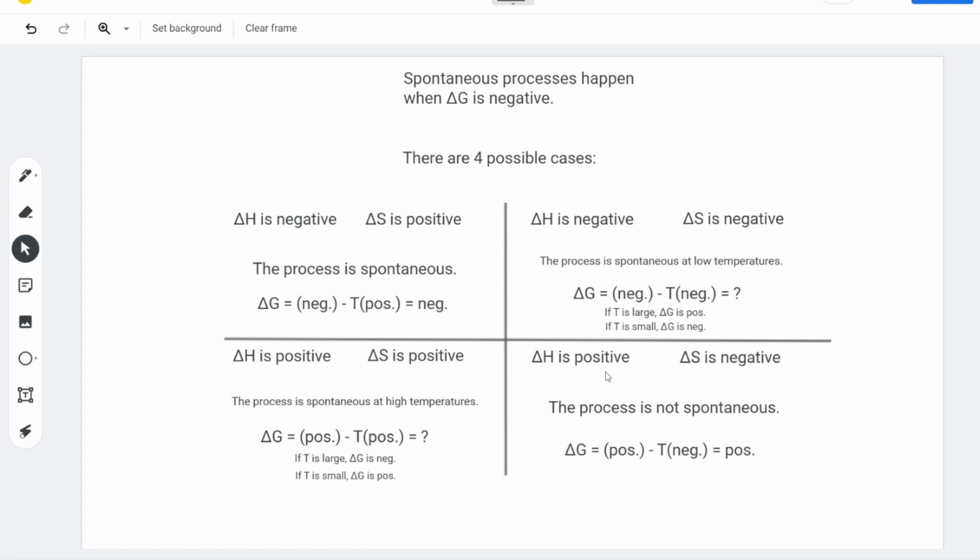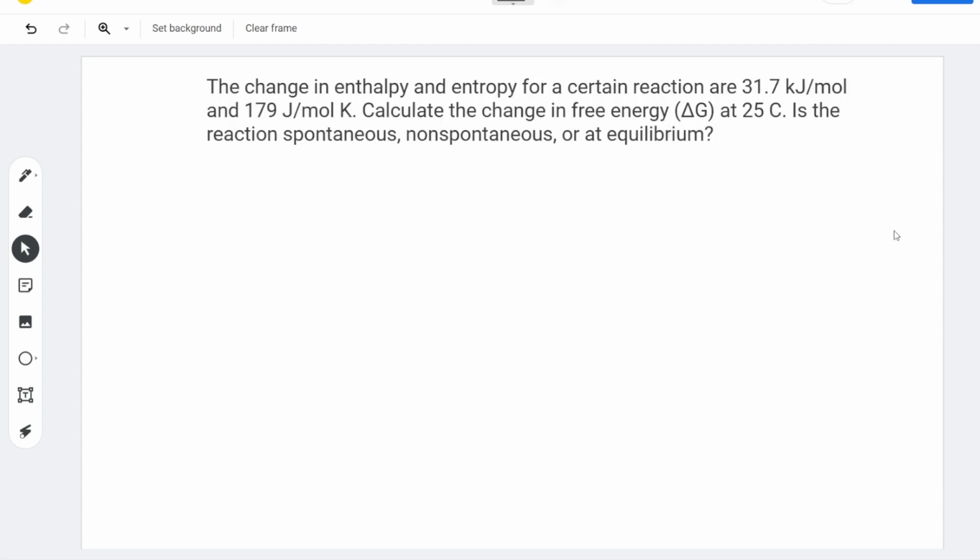If delta H is positive and delta S is negative, the process is not spontaneous, because delta G would equal a positive number minus T times a negative number, which is always a positive number. So let's look at the problem.